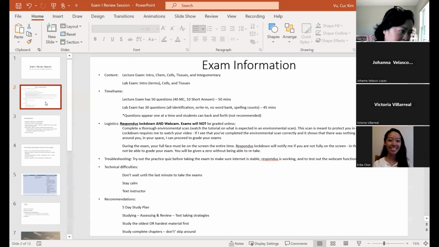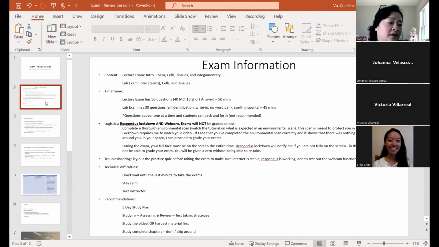Okay. In terms of time frame, unless you have special accommodations, the lecture exam has 50 questions and you have 50 minutes. So 1 question per minute, or 1 minute per question. Of the 50 questions, 40 of them are going to be multiple choice and 10 of them will be short answers. You have to type in the answer. The first 40 is going to be very similar to your quizzes, all multiple choice. And then the last 10 will be short answers. You'll read a question and then you'll type in your answer.